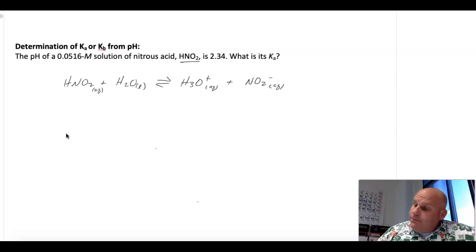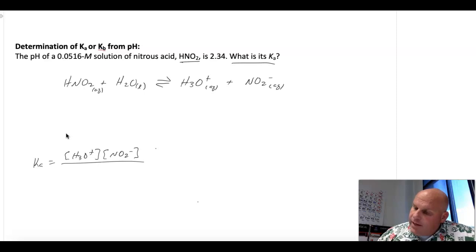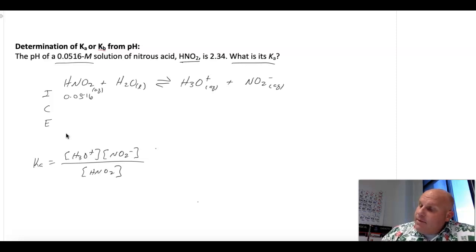We're determining the Ka again. My expression for my Ka is going to be the concentration of H3O plus times the concentration of NO2 minus, all over the concentration of my weak acid. But unlike the last problem, I don't really have that information yet. So let's think about what I do have, and this is where our ICE table comes in. I do have the concentration of our nitrous acid, 0.0516, and my initial concentrations of my products here would be 0 and 0.